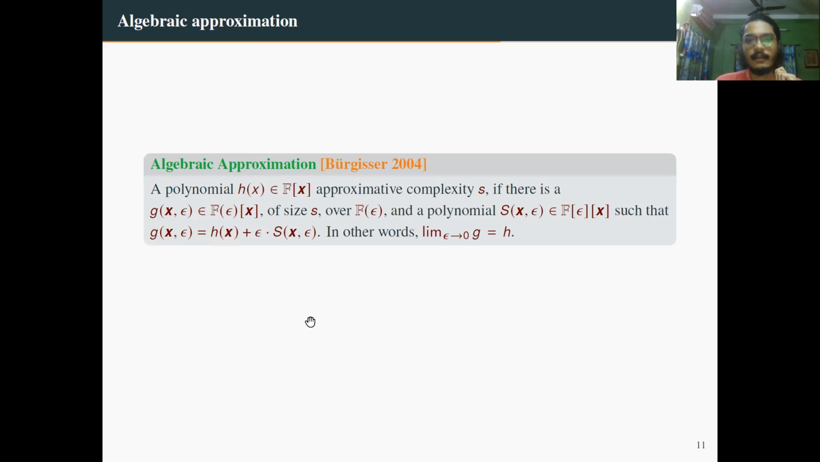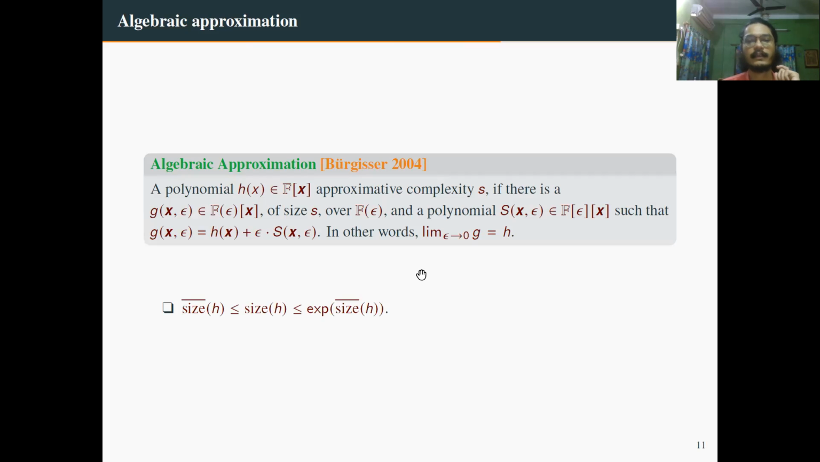So again, let me go through the definition. I have a circuit where I'm using epsilons and 1 by epsilons in the edges arbitrarily and without any cost, and I want to understand the epsilon to the 0 coefficient of the polynomial computed, and that h will have approximative complexity s.